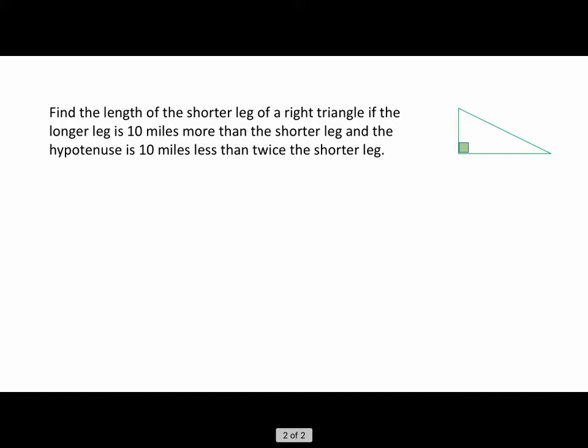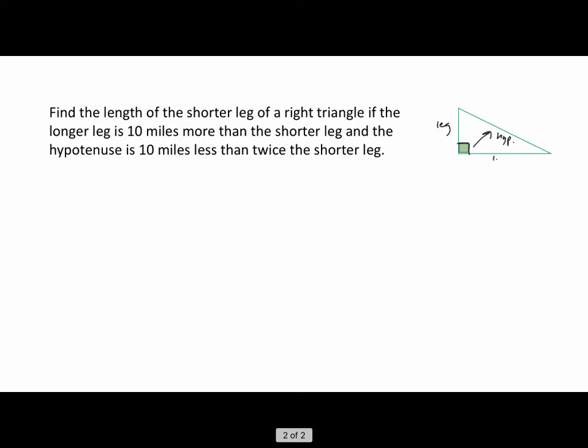Find the length of the shorter leg of a right triangle if the longer leg is 10 miles more than the shorter leg and the hypotenuse is 10 miles less than twice the shorter leg. Okay, that's a lot of information. Talks about a right triangle. So the hypotenuse is directly across from the 90-degree angle there. The other two are just legs.